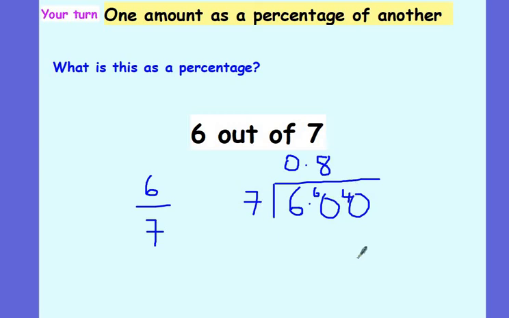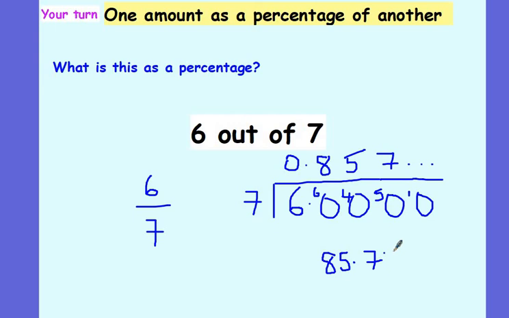How many 7s are there in 40 for me, Mia? 5, lovely, I've got 5 left over. How many 7s in 50, Violet? 7, 7 7s are 49, etc, etc, we could go on. So we're looking at 85.7%. Remember, if I can't convert that denominator to 100, I need to use bus stop division.